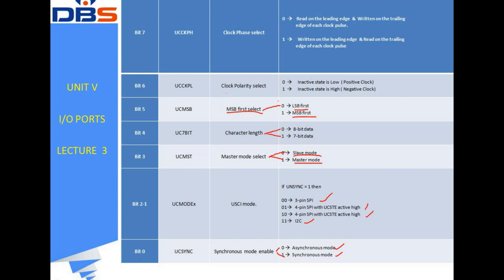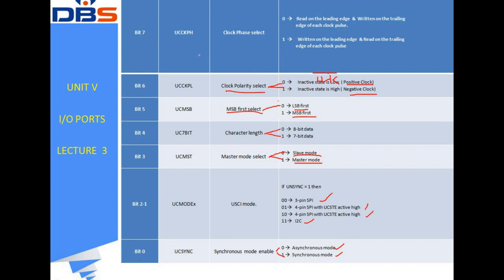Okay, next one is clock polarity select, whether falling edge or rising edge. See here, if it is 0, then the inactive state is low, that means a positive clock. Positive means here the inactive state is low, for example CLK complement. So whenever we are entering this, it will communicate in a positive way, a positive clock. Okay, if it is 1, then the inactive state is high and it is a negative clock.